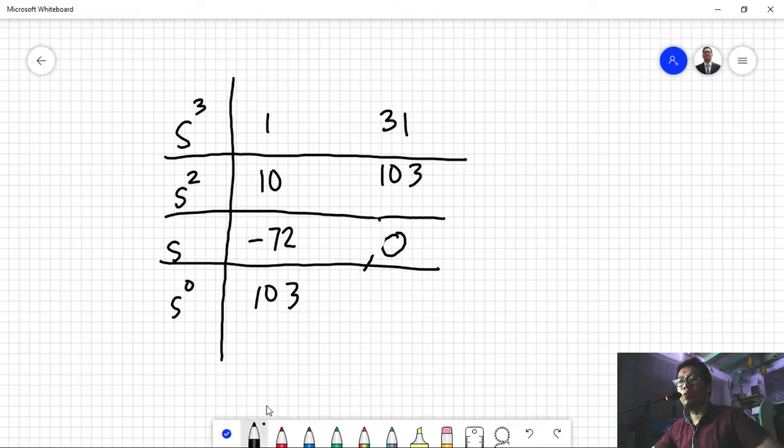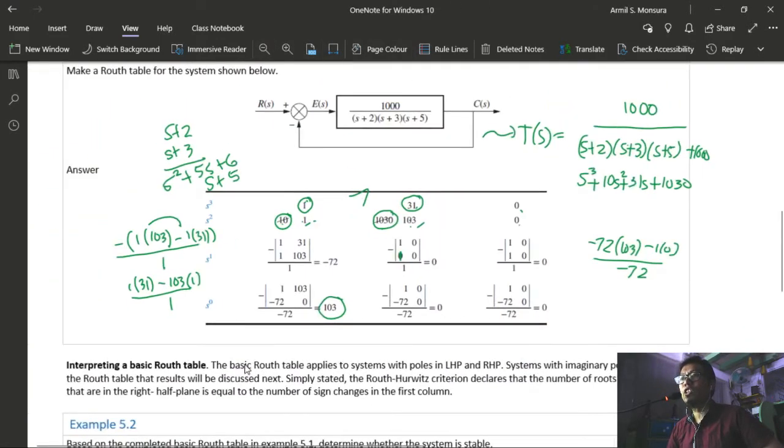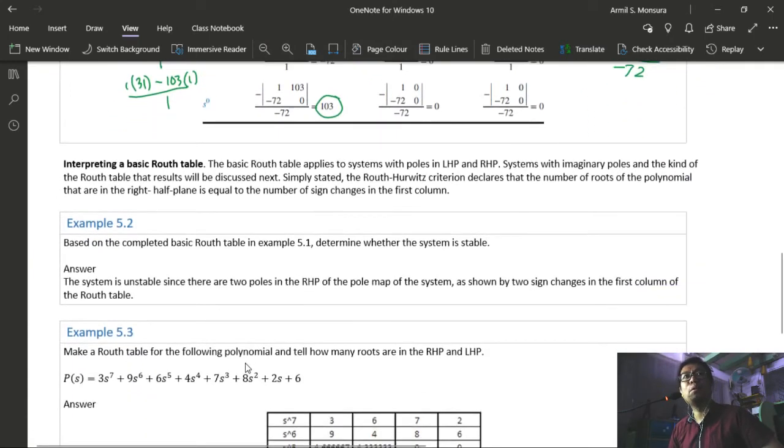So ito na yung kompletong route table natin. Okay. So what is next after we are done with the route table? This is now the time that we will have to interpret yung basic route table. The basic route table applies to systems with poles in the left half plane and the right half plane. When you say basic route table, ito yung walang mga zero sa first column.